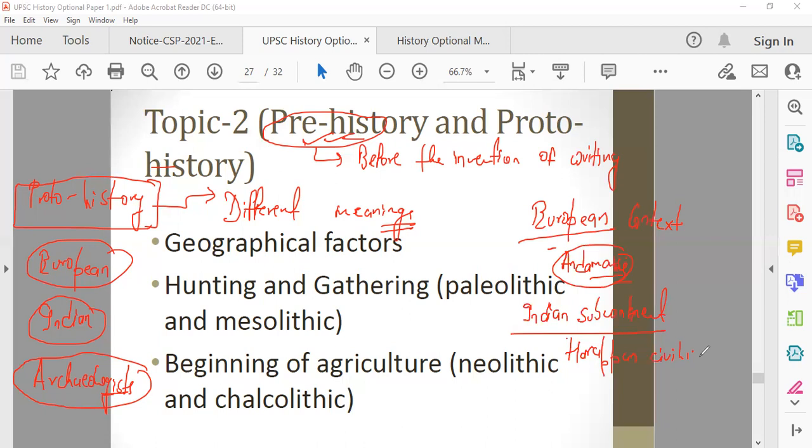So we are also keeping Harappan civilization in proto-history, which will not go in the definition of proto-history if we go by European context. Hope you're understanding this. So this is what Indian subcontinent proto-history is all about.